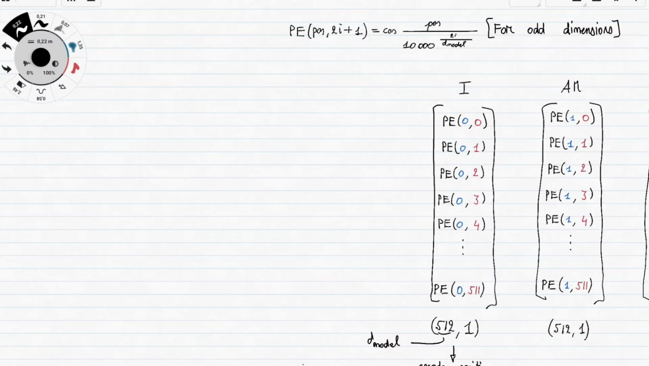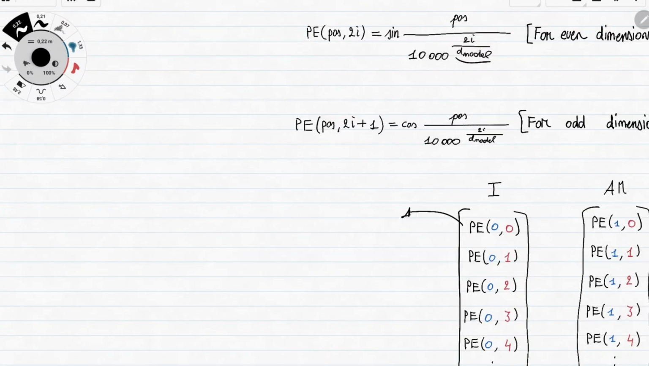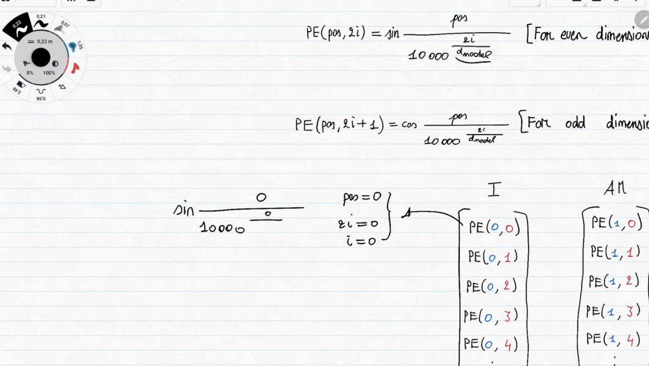So let's start to calculate the positional embedding at dimension 0. We have position equal to 0 and 2i equal to 0, so i is equal to 0. Filling that in, we get the sine of position 0 divided by 10,000 to the power of 0 over 512.